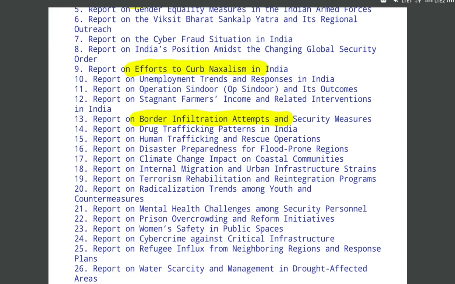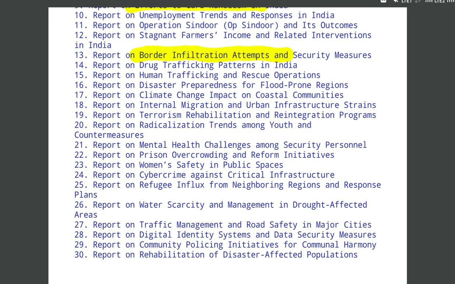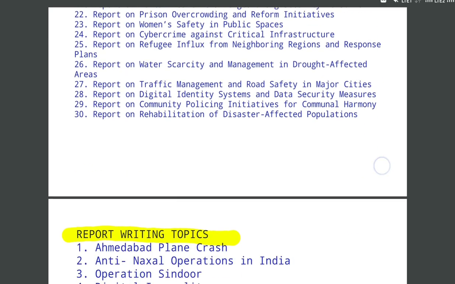Then Operation Sindoor and its outcomes. And India has also constituted a committee for its global outreach against terrorism. Then stagnant farmers' incomes and related interventions. Then border infiltration attempts, drug trafficking, human trafficking, and what are the various rescue operations launched. So these are the list of the expected topics. I will upload these in our Telegram group.